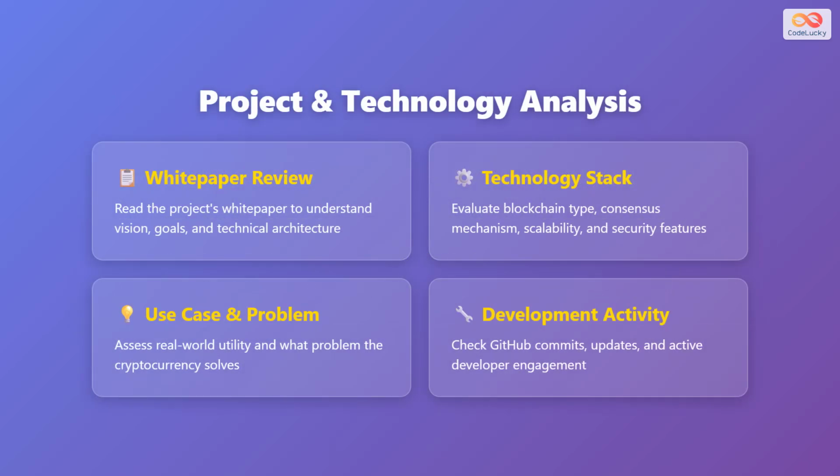The first step in fundamental analysis is evaluating the project and its technology. Start by reading the white paper, which is the official document outlining the project's vision, goals, and technical architecture. Next, examine the technology stack, including the type of blockchain it uses, the consensus mechanism like proof of work or proof of stake, and its scalability and security features. Ask yourself, what real-world problem does this cryptocurrency solve, and does it have genuine utility? Finally, check the development activity by visiting platforms like GitHub to see how actively the team is working on the project through code commits and updates.